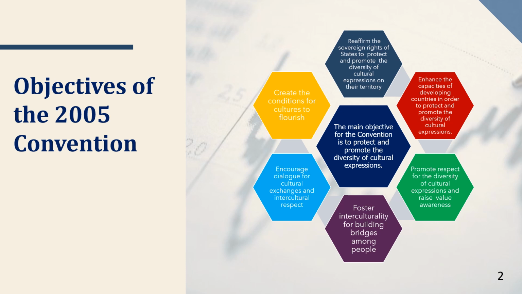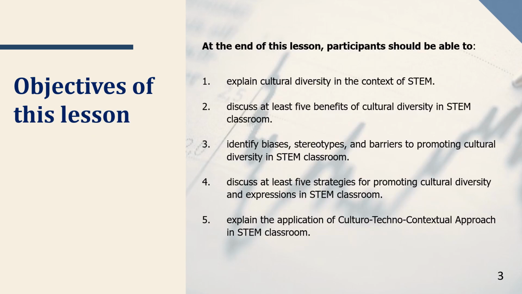The purpose of the institute is to support the implementation of the 2005 convention. This convention is about promoting and protecting the diversity of cultural expressions. At the end of this lesson, participants should be able to explain cultural diversity in the context of STEM, discuss at least 5 benefits of cultural diversity in STEM classroom, and identify biases, stereotypes, and other obstacles to promoting cultural diversity in STEM classroom. And of course, we'll get number 4 and 5 as you can see on the screen.